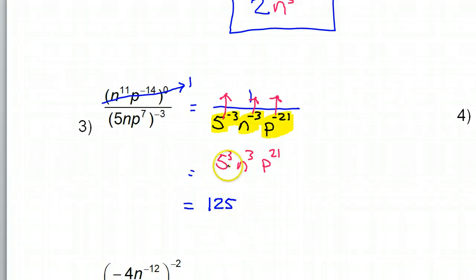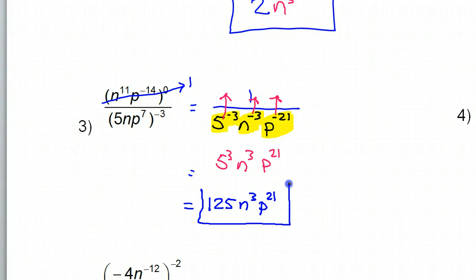And I would suggest memorizing the first 10 perfect cubes, 1 to the 3rd power all the way up to 10 to the 3rd power, because you won't often be allowed to use a calculator. So, this is our final answer right here. Okay.